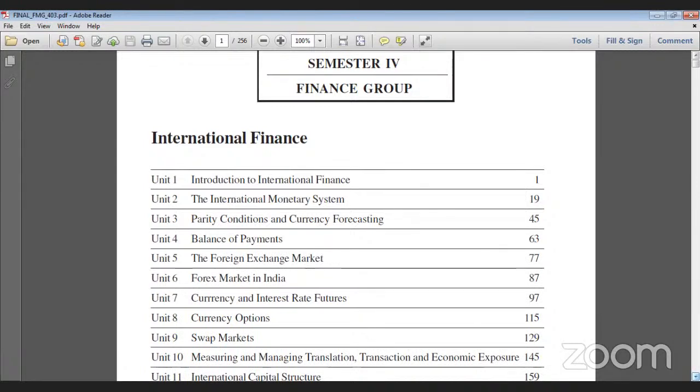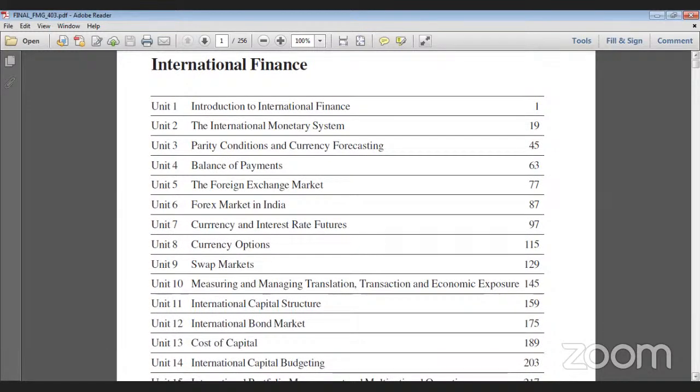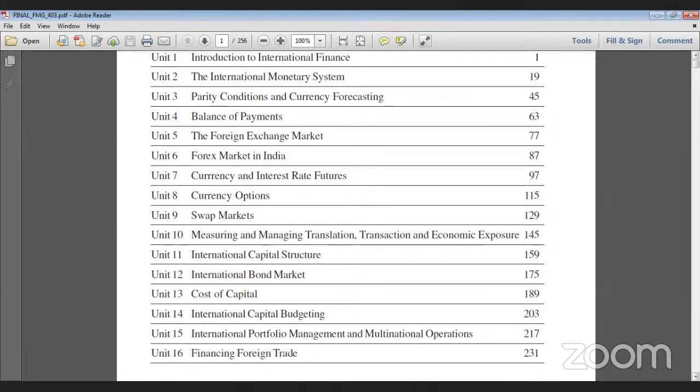forex market in India, means foreign exchange market in India, currency and interest rate features, currency option, swap market, unit number 10, meaning, translation, transaction and economic exposure, international capital structure, international bond market, cost of capital, international capital budgeting, international portfolio management and multiple operations. And last, unit 16, financing foreign trade.